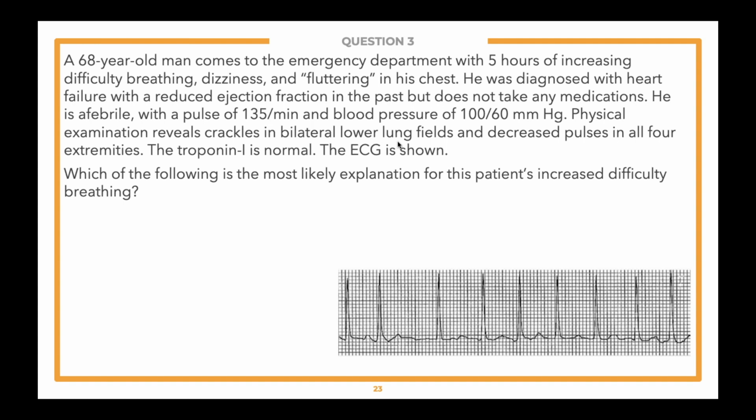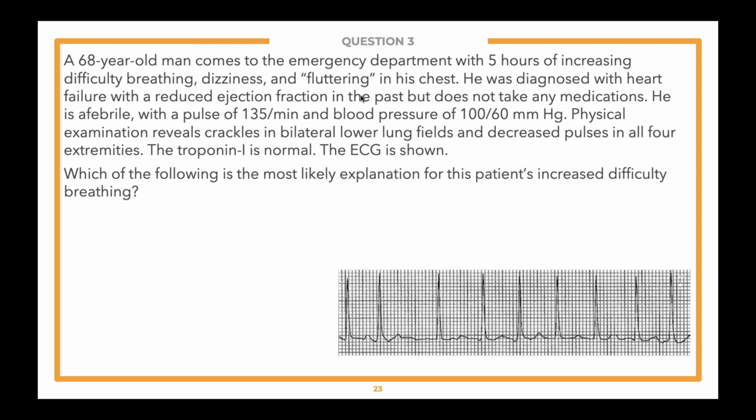A 68-year-old man comes to the emergency department with 5 hours of increasing difficulty breathing, dizziness, and fluttering in his chest. He was diagnosed with heart failure with a reduced ejection fraction in the past, but does not take any medications. He is afebrile with a pulse of 135 per minute and a blood pressure of 100/60. Physical examination reveals crackles in bilateral lower lung fields and decreased pulses in all 4 extremities. The troponin I is normal. The ECG is shown. I'll just take a look at that ECG and think about what's important in the vignette and lead-in as I hand it off to Boris.